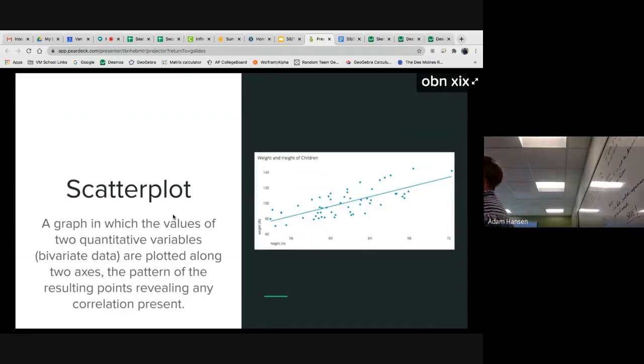Okay, so a scatter plot is just a display in which the values of 2 different quantitative variables, otherwise called bivariate data, are plotted along 2 axes. So look at the scatter plot on your screens. What are the 2 variables? What's being graphed along the x-axis? Height in inches. What's being graphed along the y-axis? Weight in pounds. I want to see the relationship between the height and weight for this data set.